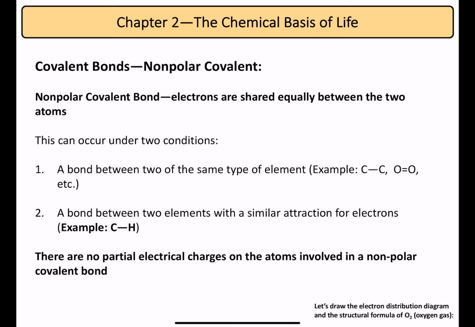Beyond that, the only other example of a non-polar covalent bond that you need to be able to recognize is whenever you have carbon sharing a pair of electrons with hydrogen. Now, carbon likes electrons a little bit more, but the difference in affinity for electrons between the two atoms is negligible. So the pair of electrons is shared relatively evenly. And again, that makes it so that both atoms are electrically neutral. There is no charge.